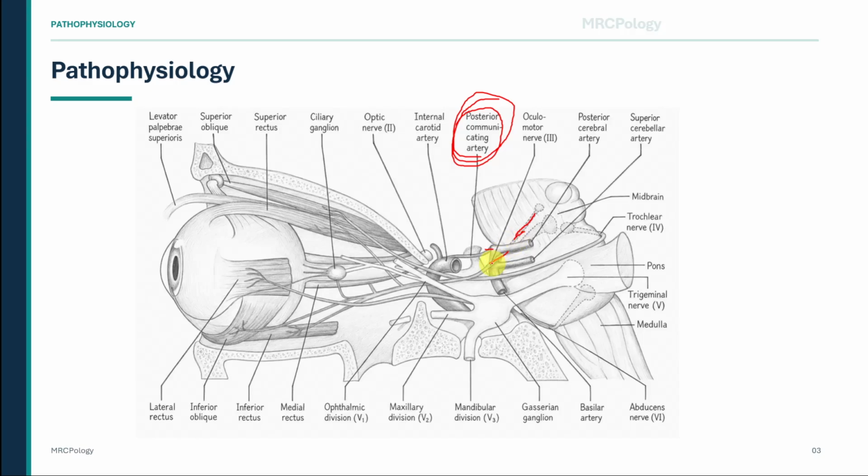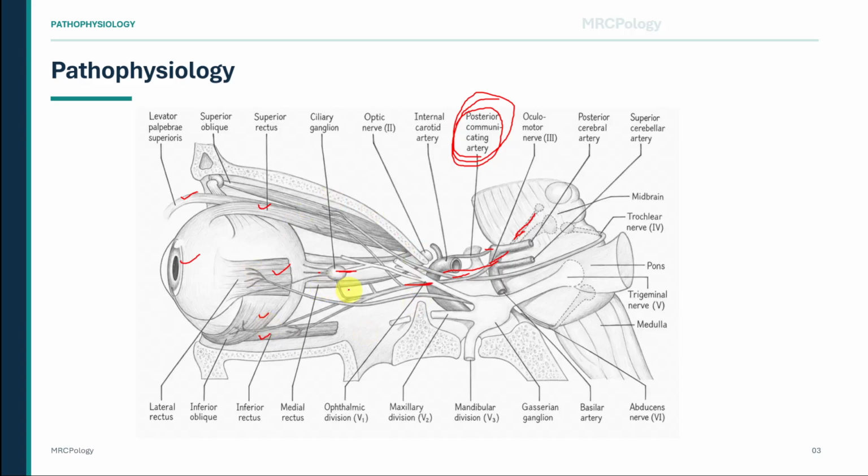After that, the third nerve enters the cavernous sinus, runs in the lateral wall of the cavernous sinus, and then enters the orbit through the superior orbital fissure. Inside the orbit, it supplies the medial rectus, superior rectus, inferior oblique, and levator palpebrae superioris. It also carries parasympathetic fibers to the ciliary ganglion, and from there to the sphincter pupillae and ciliary muscle. So think of the third nerve in four anatomical segments: midbrain, subarachnoid space, cavernous sinus, and orbit. This simple map helps you localize the cause.